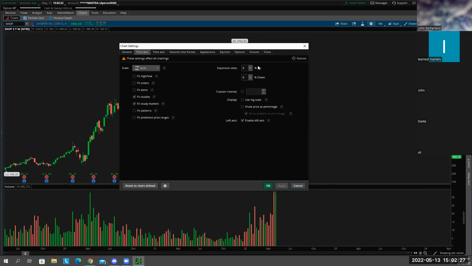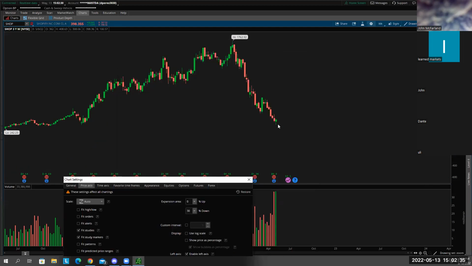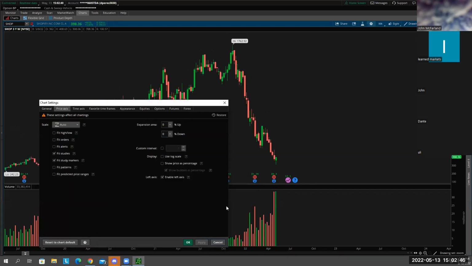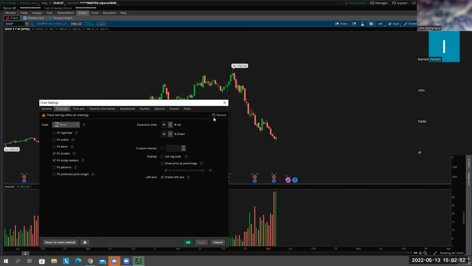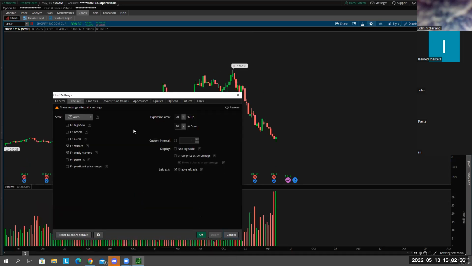Price axis, the same thing with price axis. If I'm short on the day, I'm going to put it to 30% down. What does that do? That allows me to see underneath. So I could say if we break the support, we're going underneath all this space. But if that's not on, I can only see where we are right now. So I put that on 20 and I put that on 20 for both because I want to just have space both ways most of the time when I'm doing analysis.